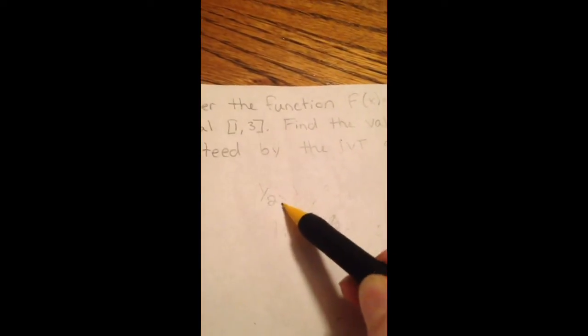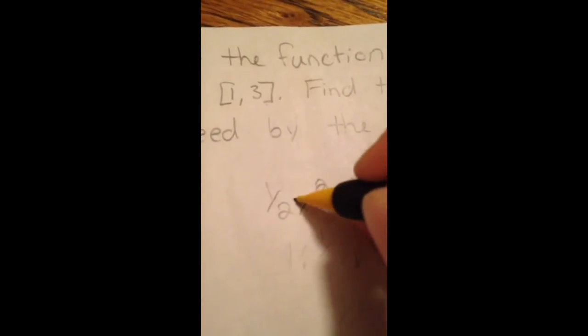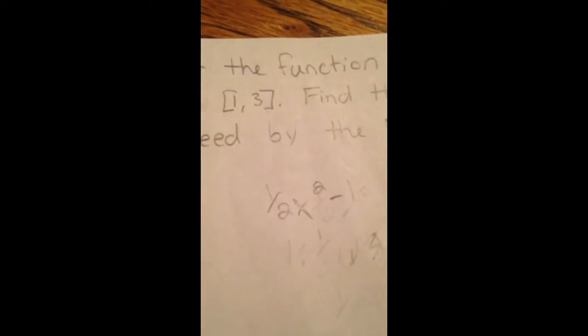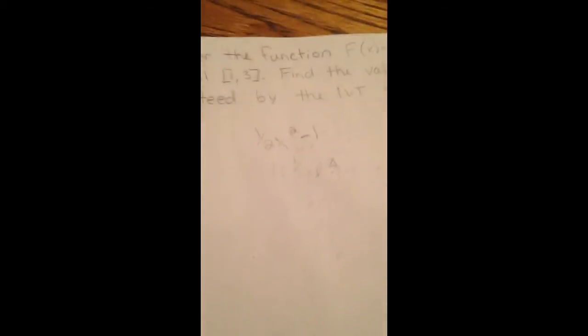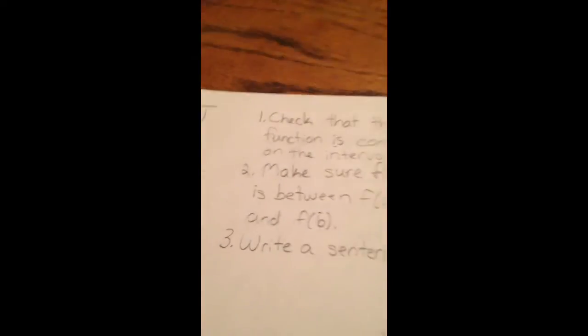So our function over here is 1/2 x squared minus 1, and that is a polynomial function, which means that it is continuous at every real number, and our f of c is 2. That is a real number, so we're good. Rule number 1, we are continuous on this interval. So we can move on to rule 2.